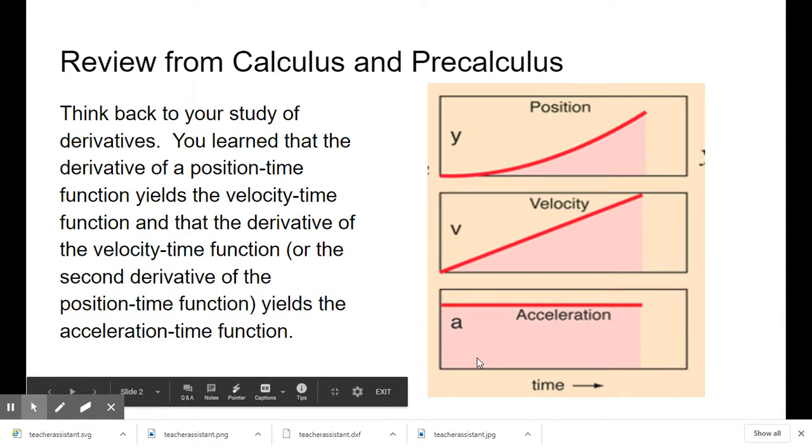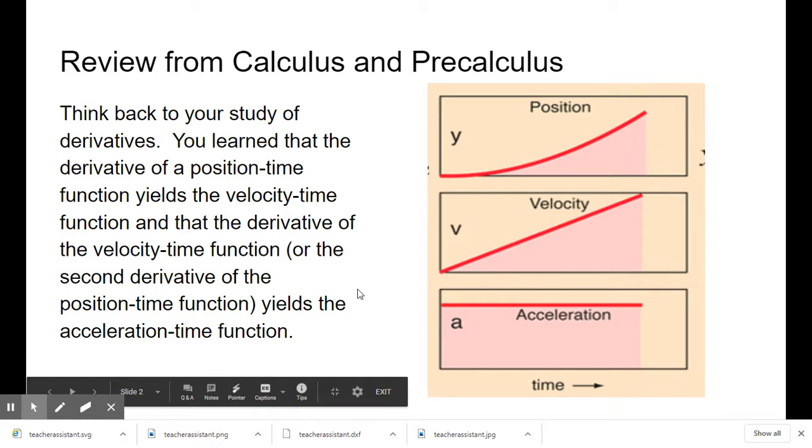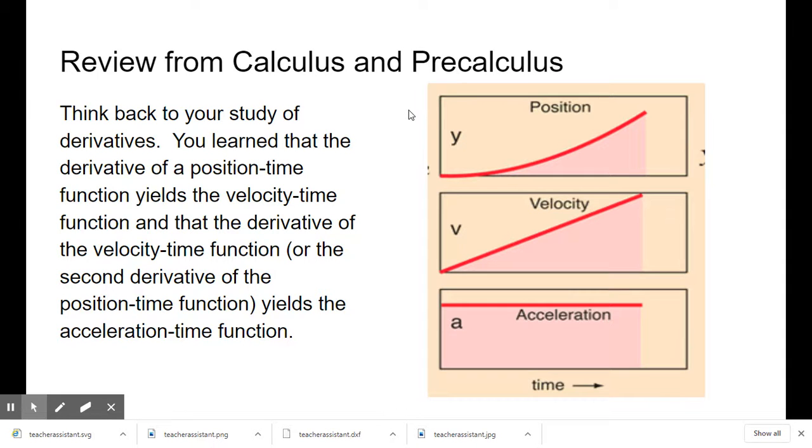the acceleration time graph. Okay, so if you see here, I have a parabolic curve, and then I get my straight linear function, and then I just get a constant function down here. So you're just taking the derivative. You've already all done this before, and then you can get each function.